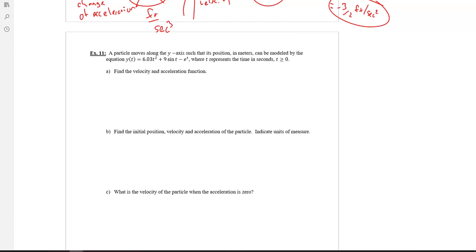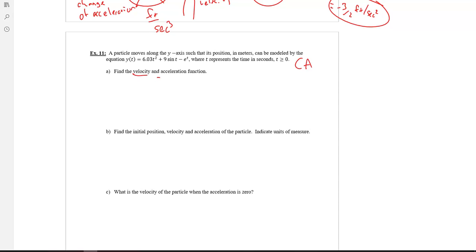The particle moves along the y-axis such that its position in meters can be modeled by this equation right here, where t represents the time in seconds, t greater than or equal to 0. Now, you look at this, and it's pretty complex, right? So this one would be a calculator active question. So we can use our calculator. If you have your calculator handy, you might want to get that out. We'll take a look here.